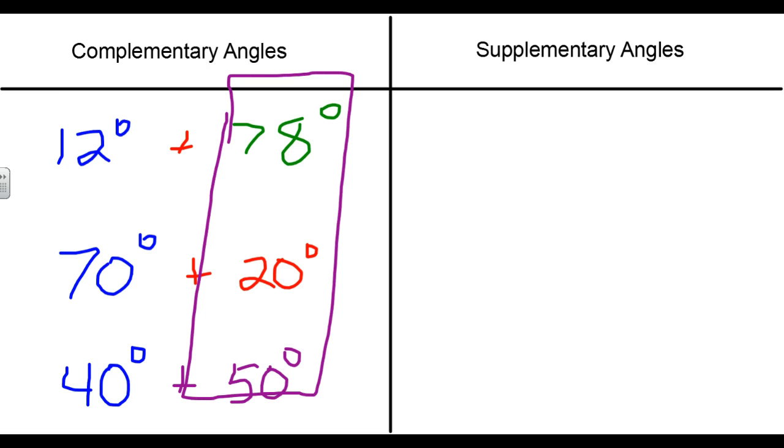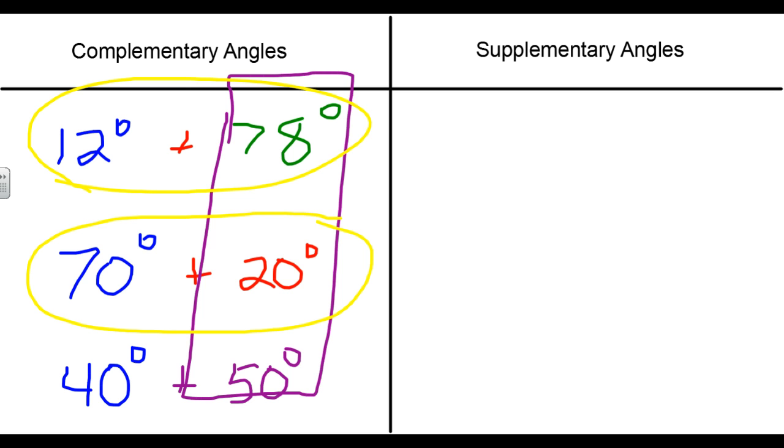And so these are the three angles that are complementary to the ones on the left. 12 and 78 are complementary angles because they add up to one right angle. 70 and 20 are complementary angles because they add up to one right angle, and 40 and 50 are. Now let's do the same thing with some angles and find out what the supplementary angles are, which means that they have to add to 180.